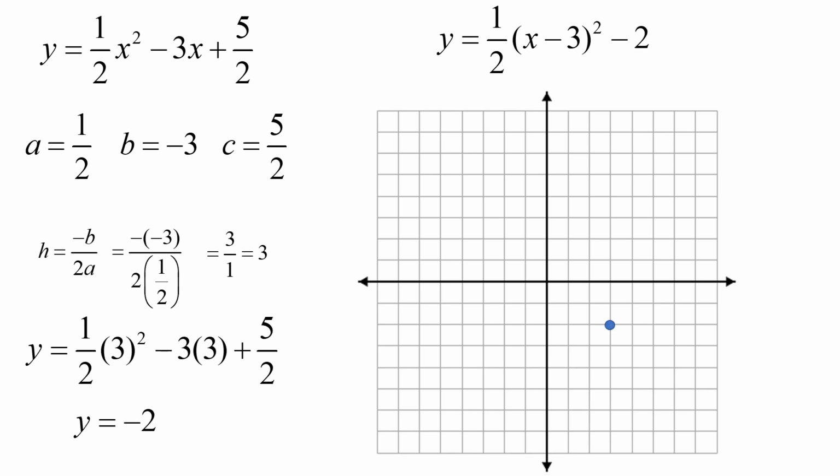My a value is 1/2, so I'm going to go over 1, up 1/2. Normally I go over 2, up 4, but I'm going to go over 2, up 2. Normally I go over 3, up 9, but I have to multiply the 9 by 1/2, so I'm going to go over 3, up 4 1/2. And I'm just going to estimate that on my graph. I'm going to reflect those points to the other side and draw a nice smooth curve.